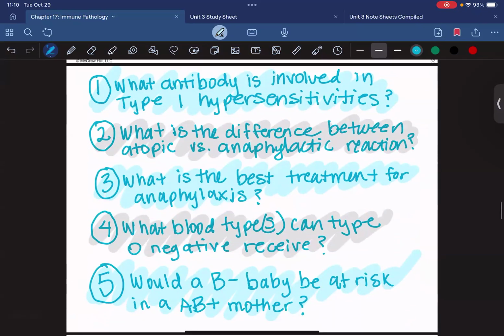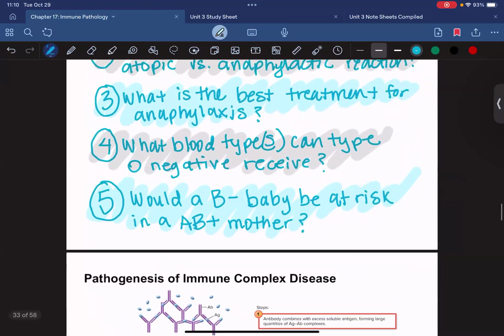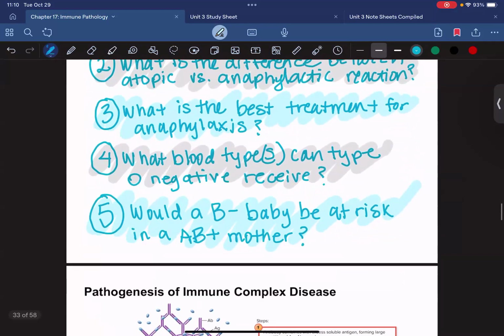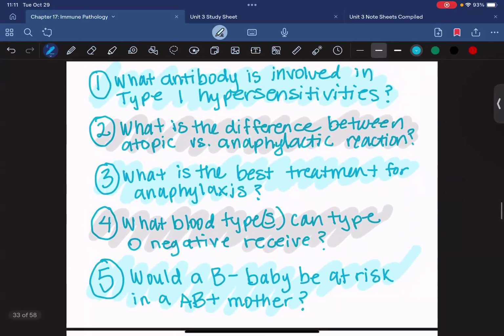So anyways, we're still pretty far along time-wise, so I'm not going to go over these questions with you guys again. But antibodies in type 1, that's going to be IgE. The difference between atopic and anaphylactic: atopic is local, anaphylactic is systemic. Best treatment for anaphylaxis is epinephrine. If you are O negative, you can only receive O negative. And B negative babies in an AB positive mother, is that a risk?